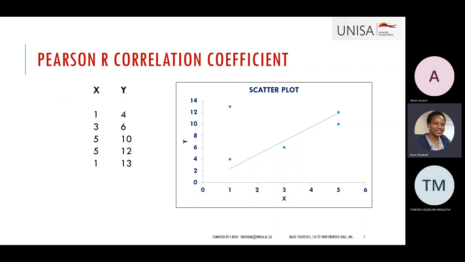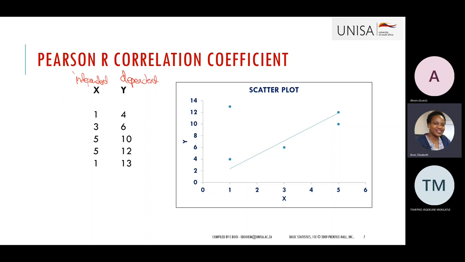So if I have my independent variable x, which has the scores of 1, 3, 5, 5, and 1, and I have my dependent variable, which has the scores of 4, 10, 12, and 13. I can take those two variables and plot them onto my scatter plot. Remember, on the x-axis, we plot the independent variable, and on the y-axis, we plot the dependent variable.